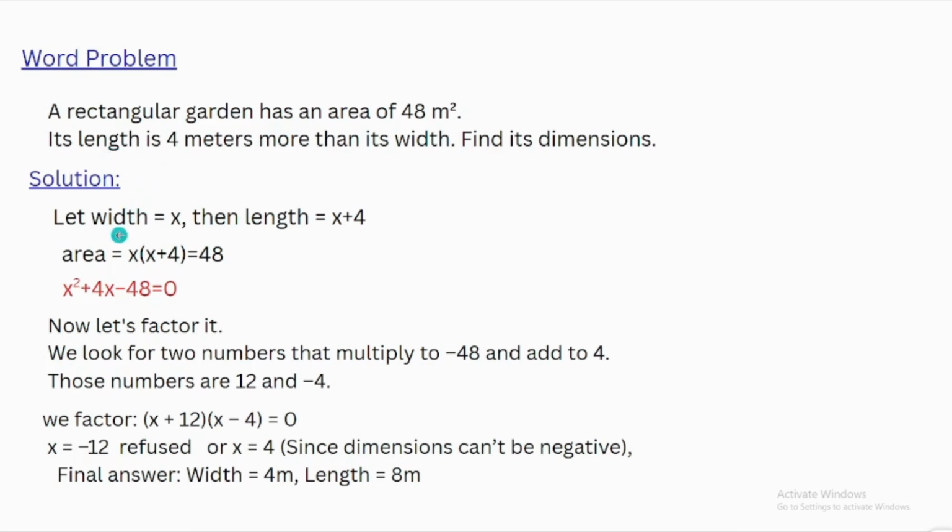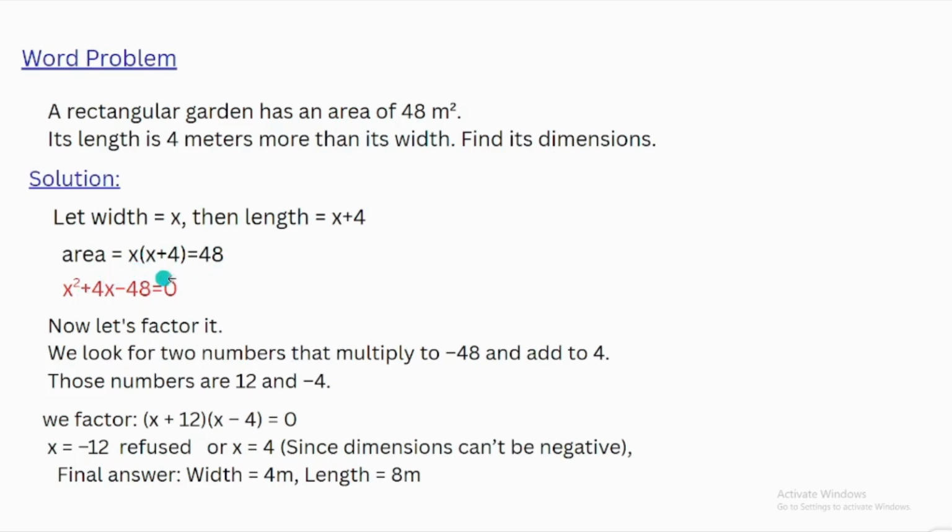Let the width be x. Then the length, which is 4 meters more than the width, will be x plus 4. The area of a rectangle is the product of width and length. So the area is x times x plus 4, the product of width and length, which equals the area.